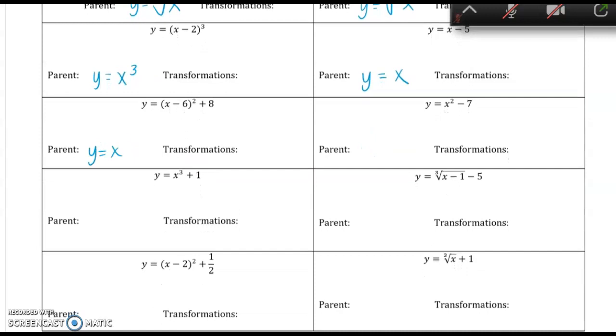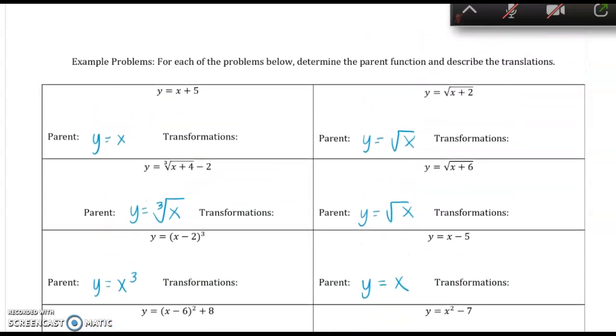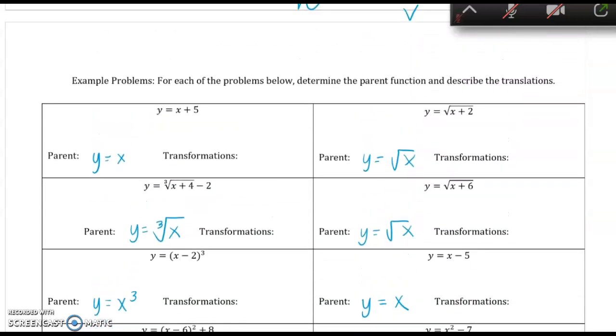So this is y equals x squared, y equals x cubed. Again, cube root of x is a parent. A lot of people think that you should take away that cube, but you should not. And all we're going to be asking you to do is say, what transformations have happened?